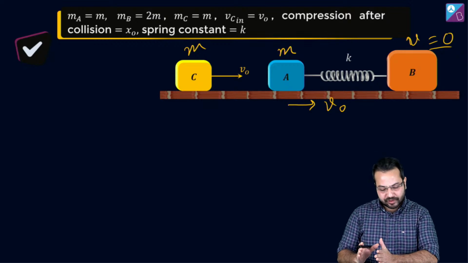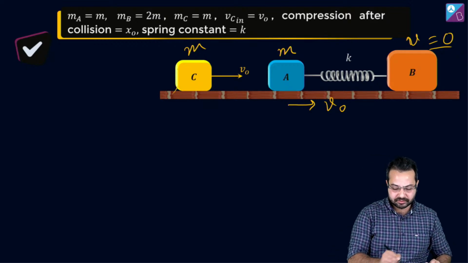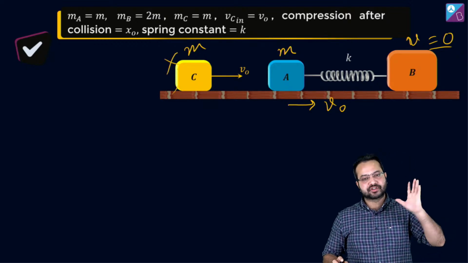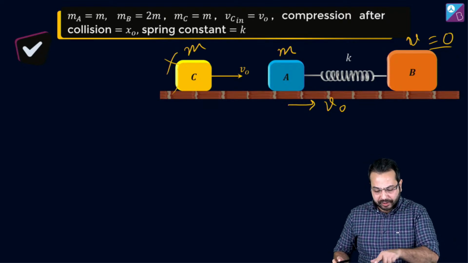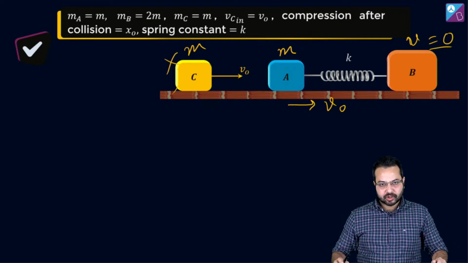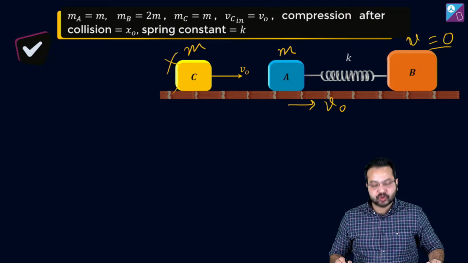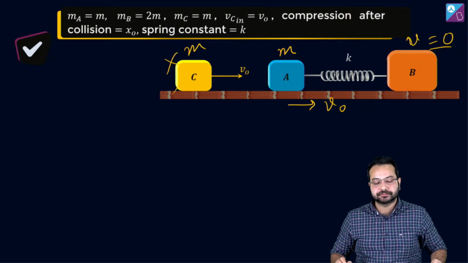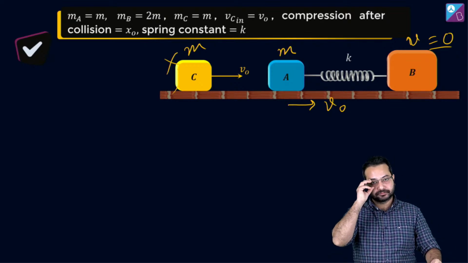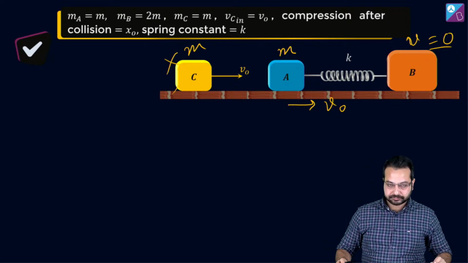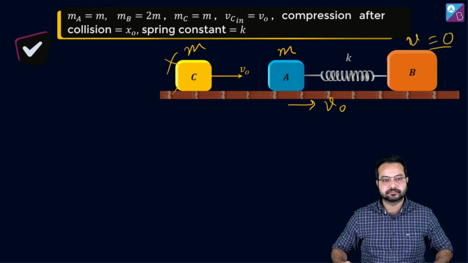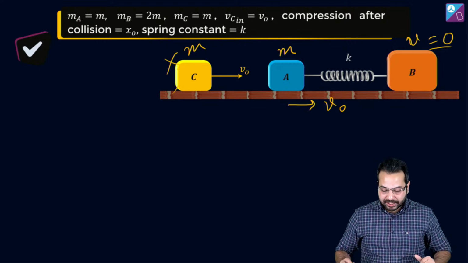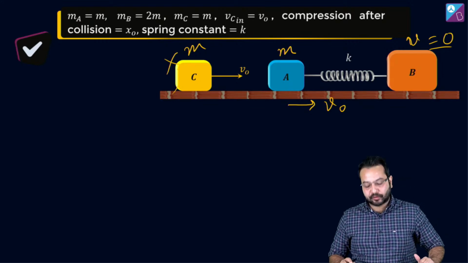Now we can forget about block C. ब्लॉक सी का काम हो गया, ब्लॉक सी को we can forget, ठीक है. Okay, now how do we proceed? What is the next thing we should do? Can you tell me what is the next step that we should follow?